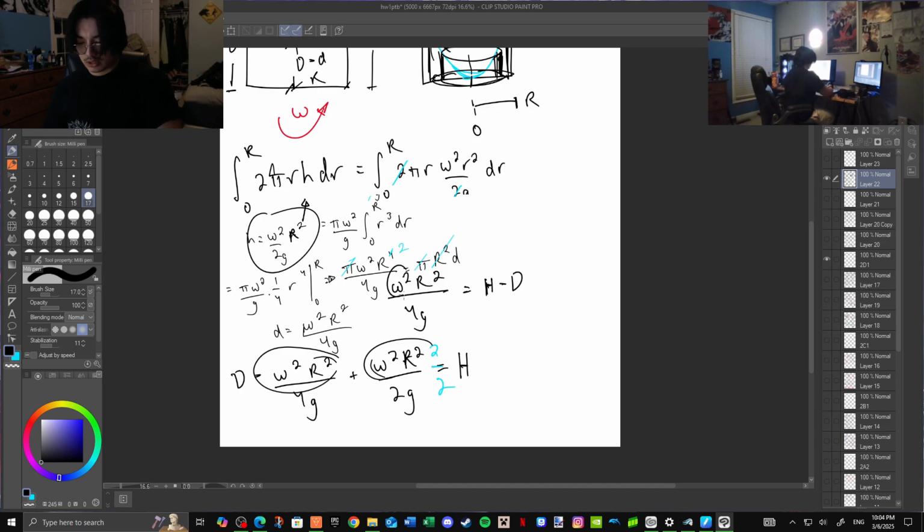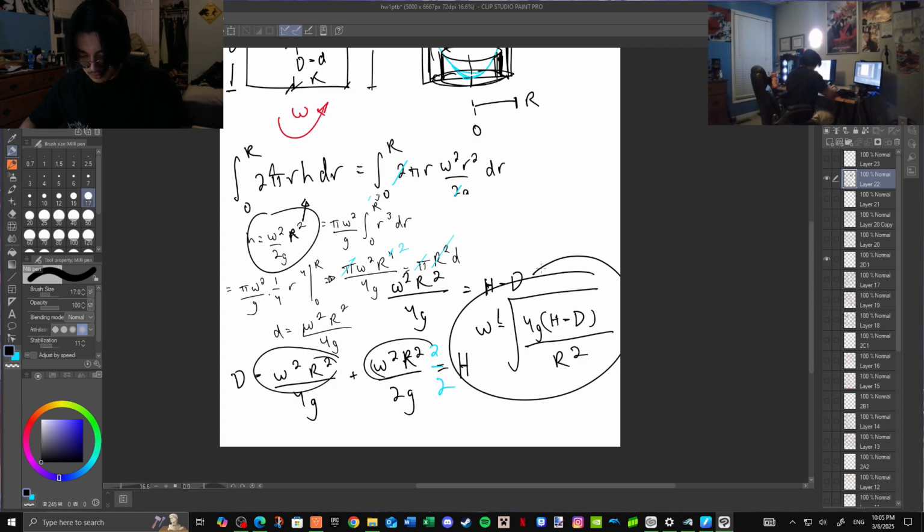And so we need to isolate omega. Rearranging, multiply both sides by 4g, you get H minus D times 4g. Divide both sides by R squared, and when you square root, you get the final expression, which will represent the maximum velocity at which the container can spin so that no fluid spills over.